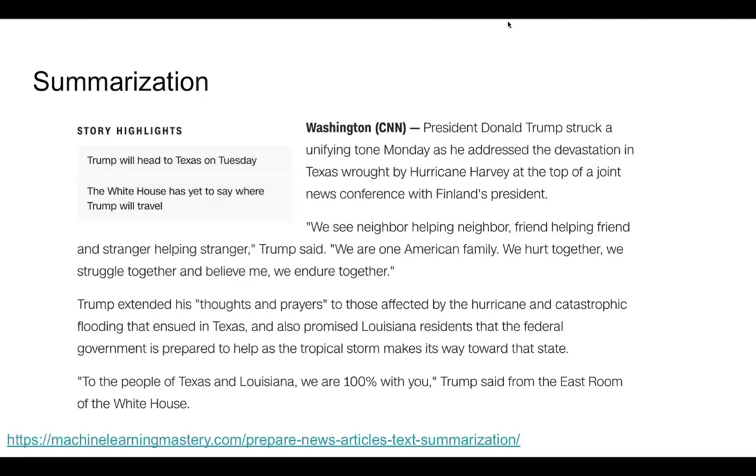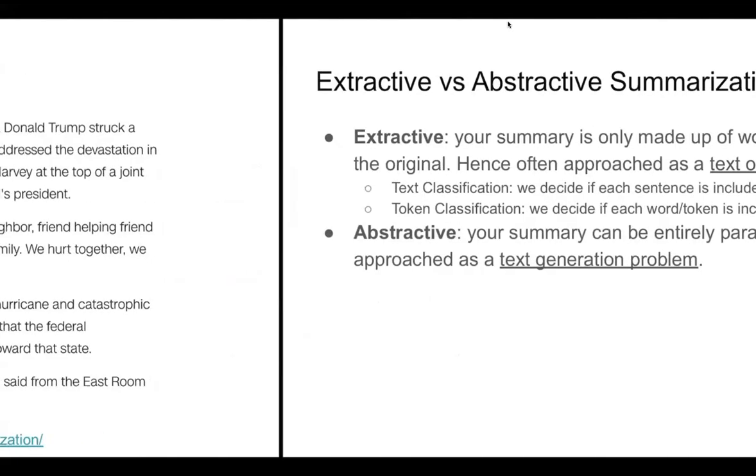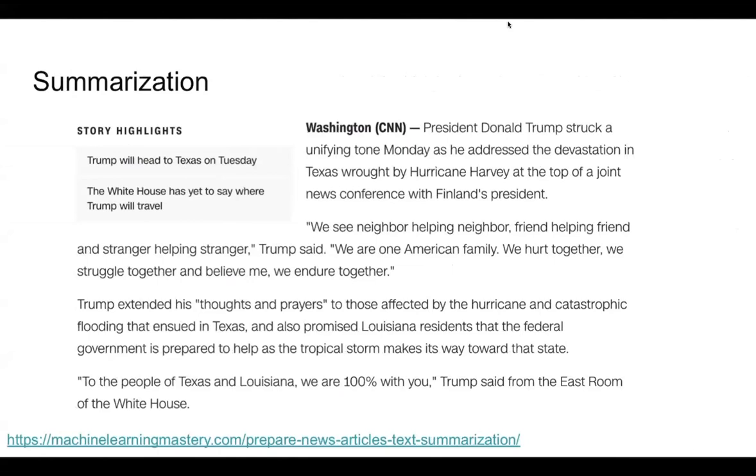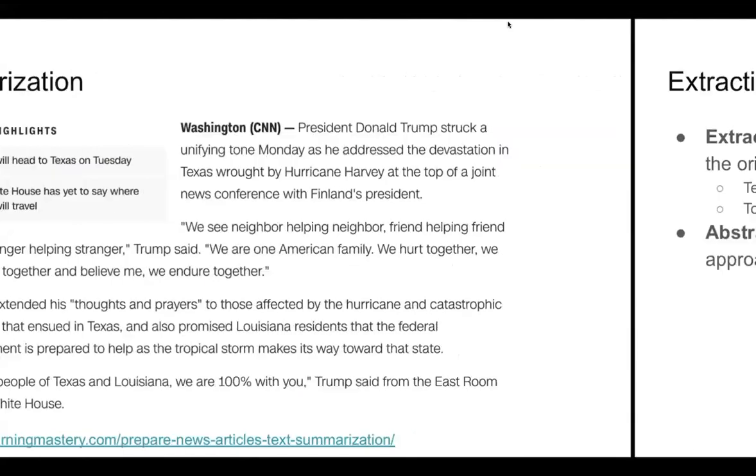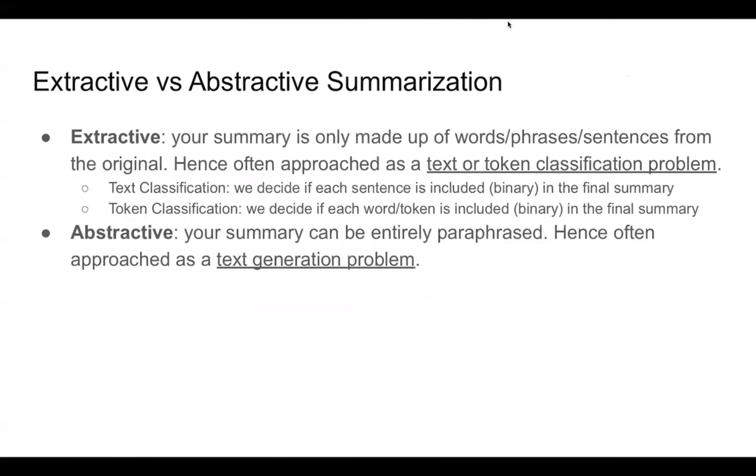So if you want to summarize this text, you have a text as input, just like other tasks, other formulations, but now you have a text as output, not a label or a token position. And of course, there are a few ways to make this token classification, and that's called extractive summarization, where you make sure that your summary is made up only of words, phrases, or sentences from the original.